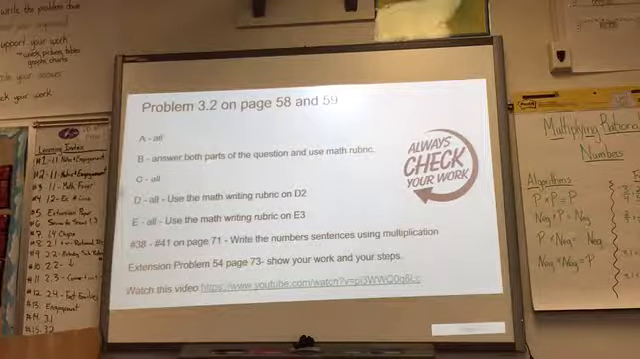No, it says find each product. Predict the sign. So when they just say predict the sign, all they're really meaning is how many negative factors and what's my sign going to be at the end. So A, what's your sign going to be? Boom. Yeah. And then they want you to solve it.